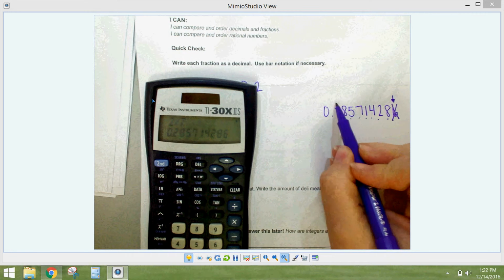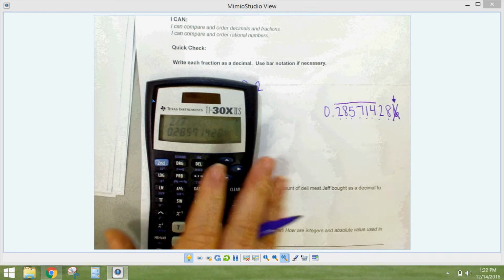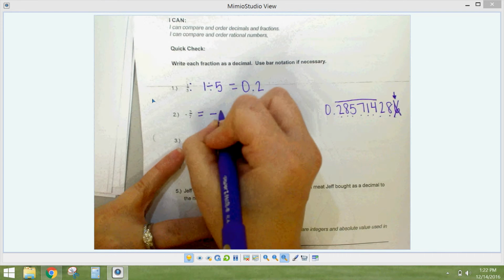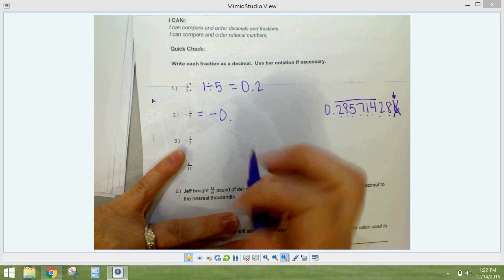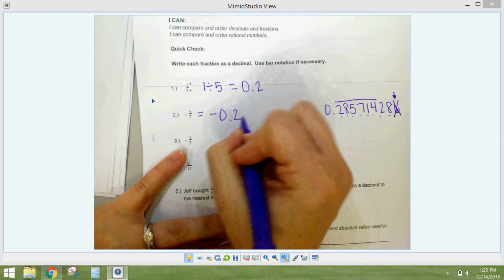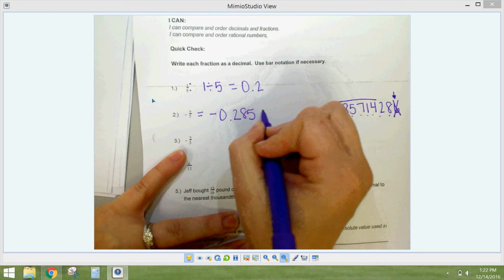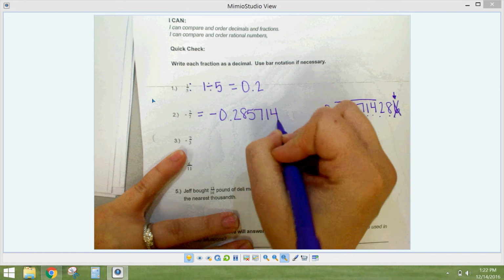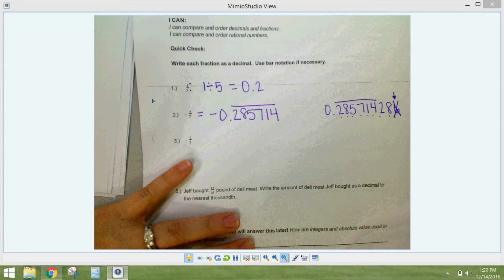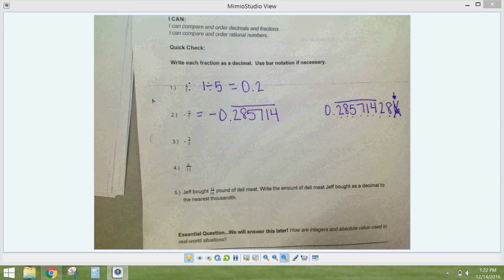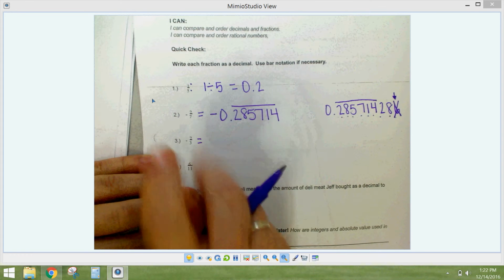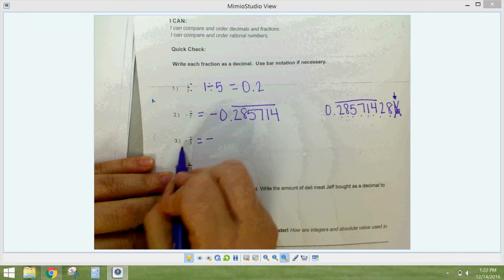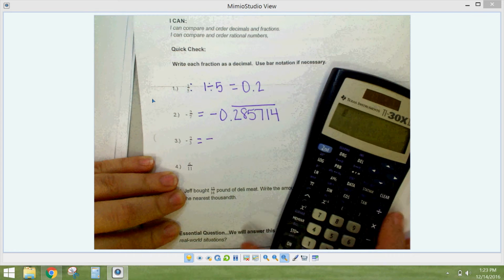So what we're going to do is put our bar notation above here, come back to our original problem. Our negative's already out, so we don't forget about it. And then we write the decimal that repeats with our bar notation. All right, let's try the next one. Don't forget about the negative. Pull it out, and then plug in the rest into your calculator.